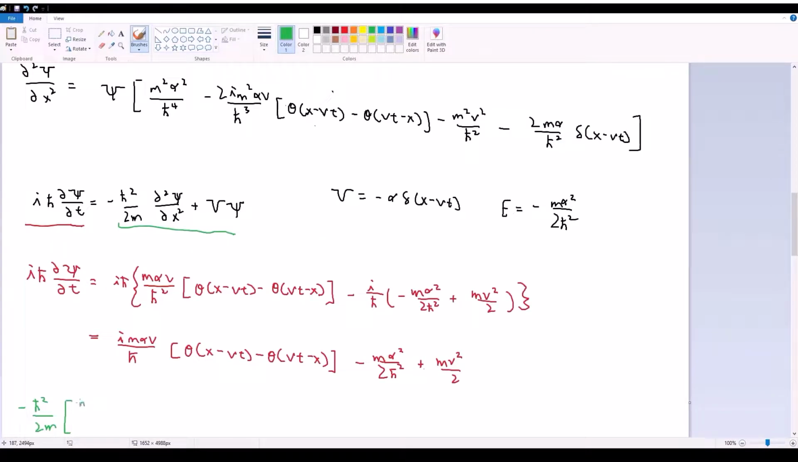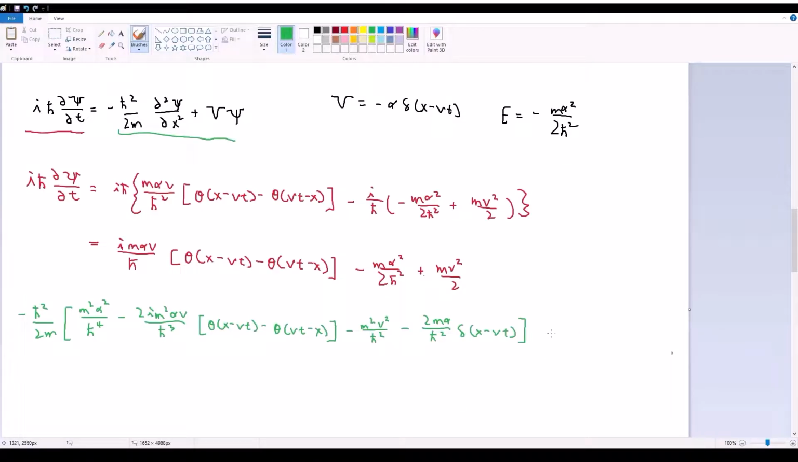It's going to be m²α²/ħ⁴ − 2im²αv/ħ³ times theta(x − vt) − theta(vt − x), minus m²v²/ħ² minus 2mα/ħ² times the Dirac delta of (x − vt). Close everything off, and then we're adding the potential, which is going to be minus α Dirac delta(x − vt).